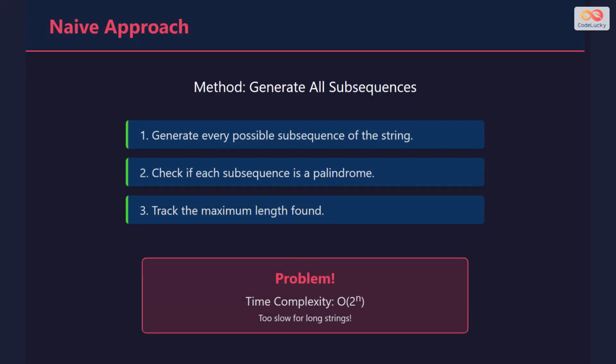A naive way to solve this would be to generate every single possible subsequence of the given string and check if each one is a palindrome. We would then track the maximum length found. However, a string of length n has 2 to the power of n subsequences. This exponential time complexity makes the naive approach extremely slow and impractical for even moderately sized strings.